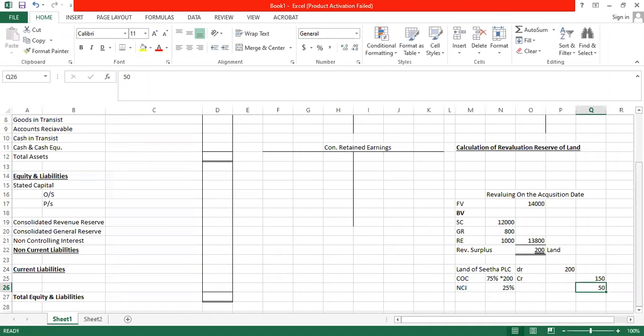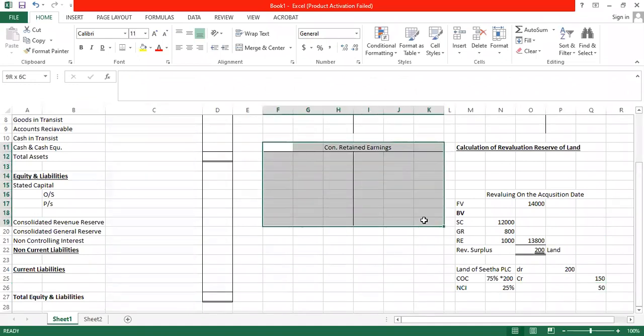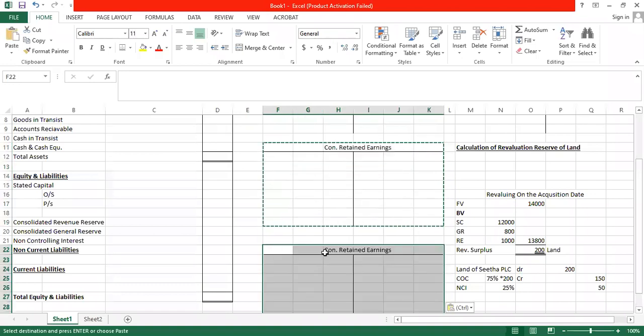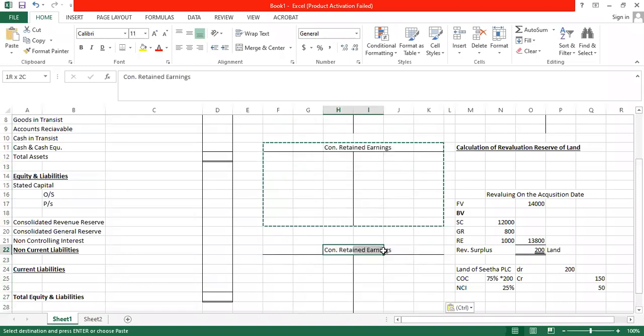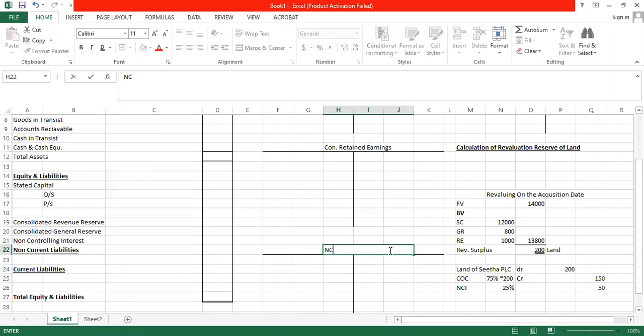Right, so we need to prepare a T account called non-controlling interest account. So in your workings, you prepare that account, non-controlling interest. It is an ownership account, like an equity account. So we credit all the values here. So you can credit this value 50 to that account.